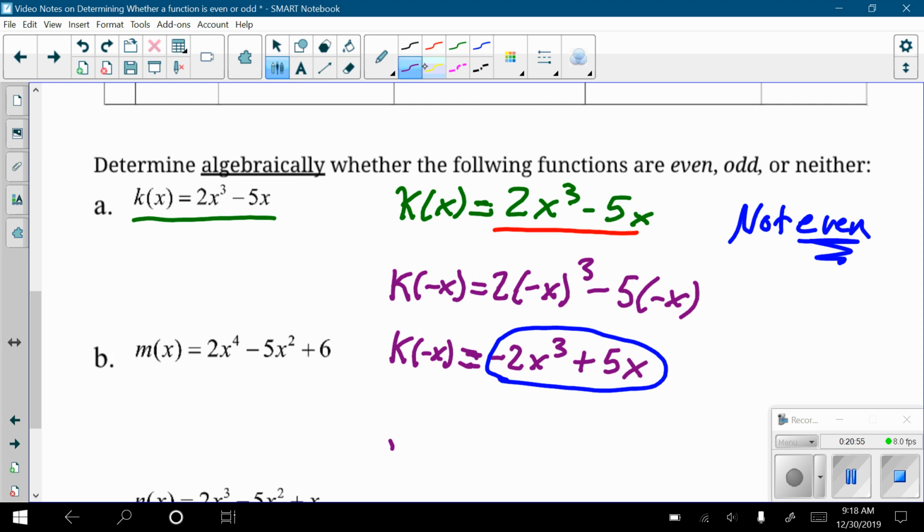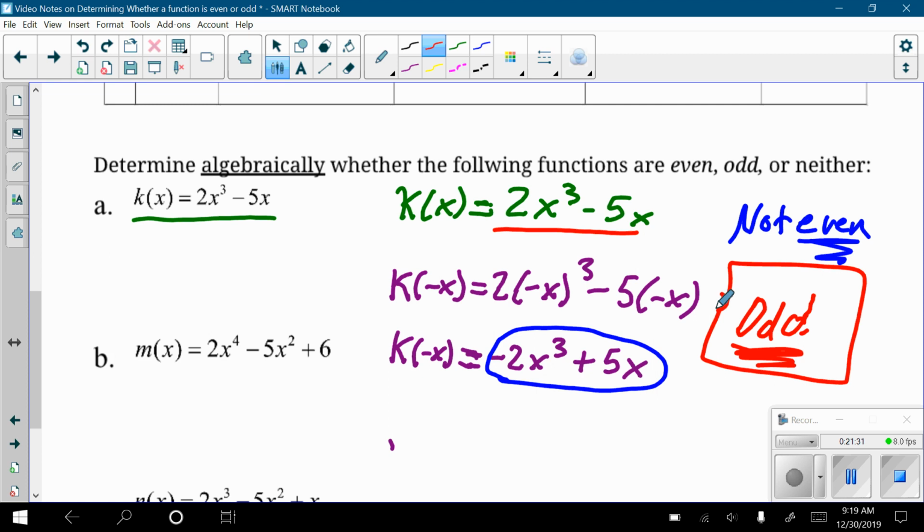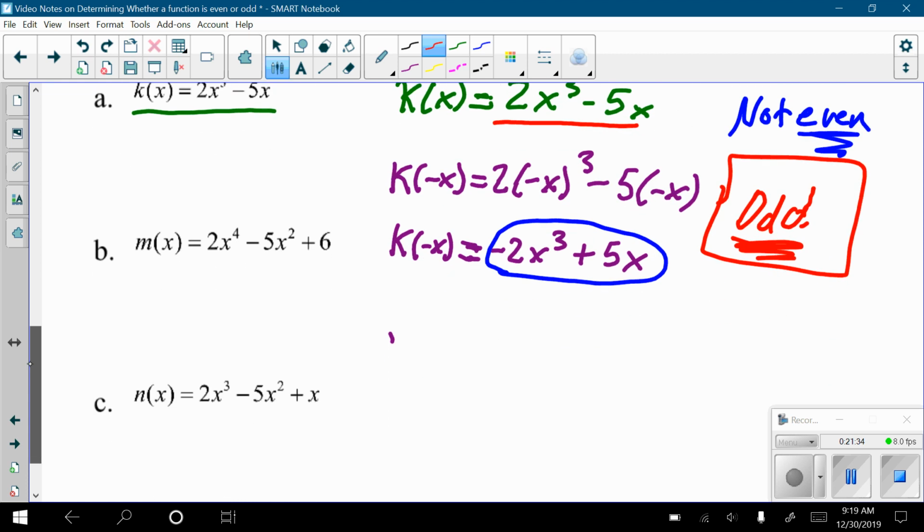Now, the second question is, is it odd? Are this and this exact opposites of each other? Let's be careful. The 2x cubed became a negative 2x cubed, and the negative 5x became a plus 5x. Yeah, they're exact opposites of each other. Because they're exact opposites of each other, it is odd. So for odd, it has to be exactly opposite. You would do this little algebraic test, and because it came out exactly opposite, you'd say it's an odd function, and that would be your answer. I want you to go ahead and try B and C. Pause the video, and then I'll show the answers in a minute.